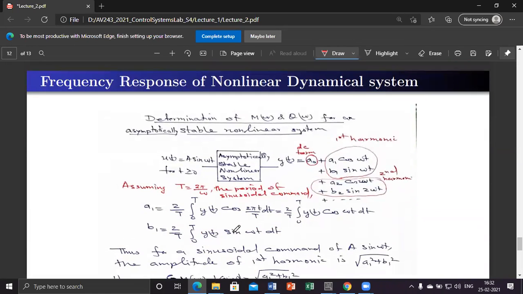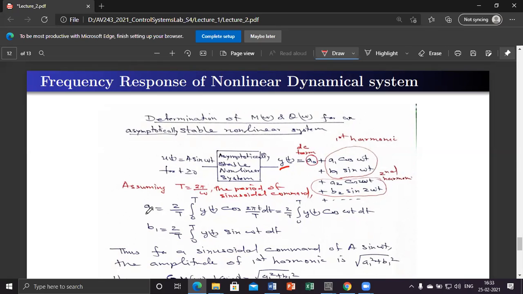Now, the only thing is how we will find it out in a mathematical, programmatical way. That is what I am explaining using the Fourier series concept. You have all studied the Fourier series. That is, if you have A sin omega t applied to an asymptotically stable nonlinear system, that's what we are now considering. It is stable, and the output can be expanded like this. y of t is equal to a naught, a DC term, plus the fundamental harmonic term, which will have both sine and cosine, and then the second harmonic term, and so on. And T is equal to 2 pi by omega, the period of the sinusoidal command.